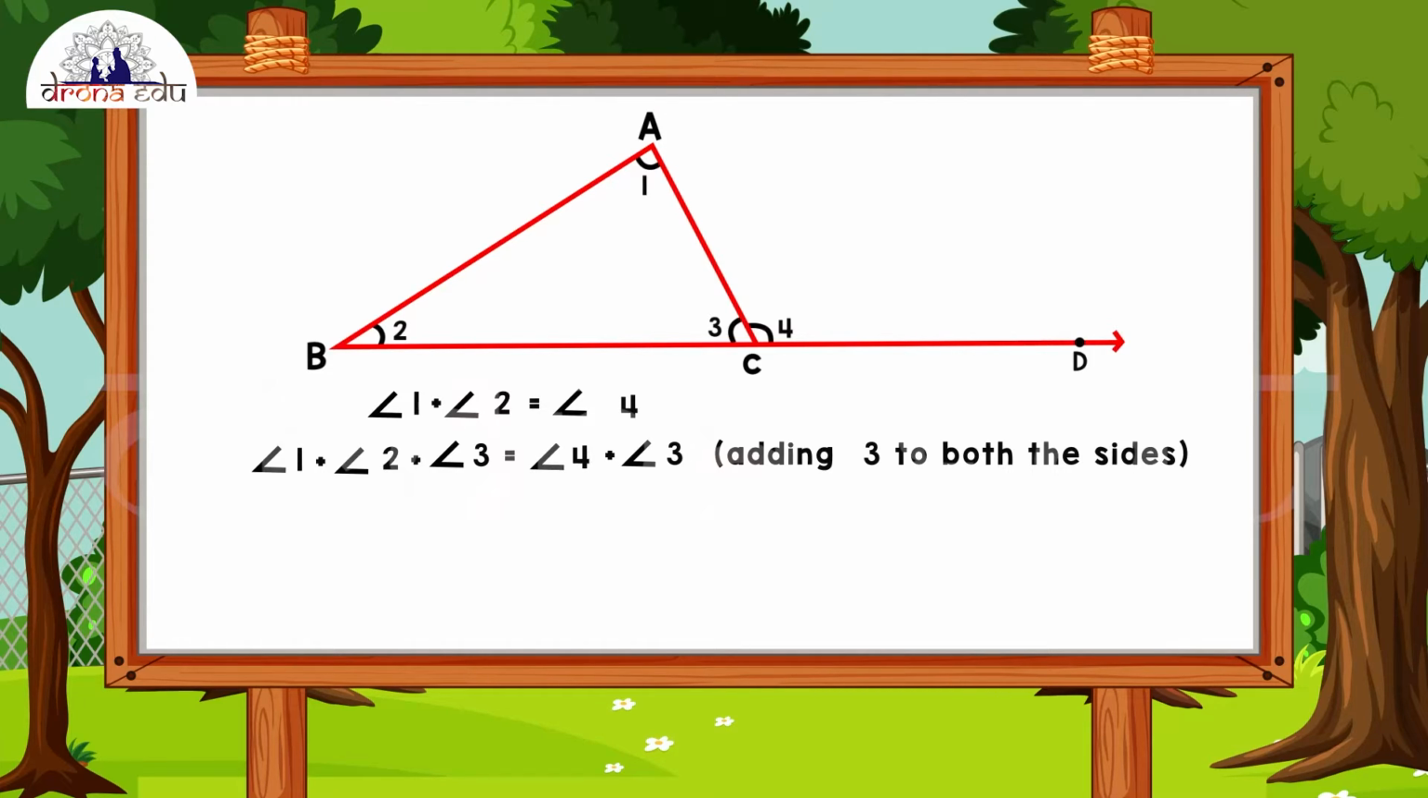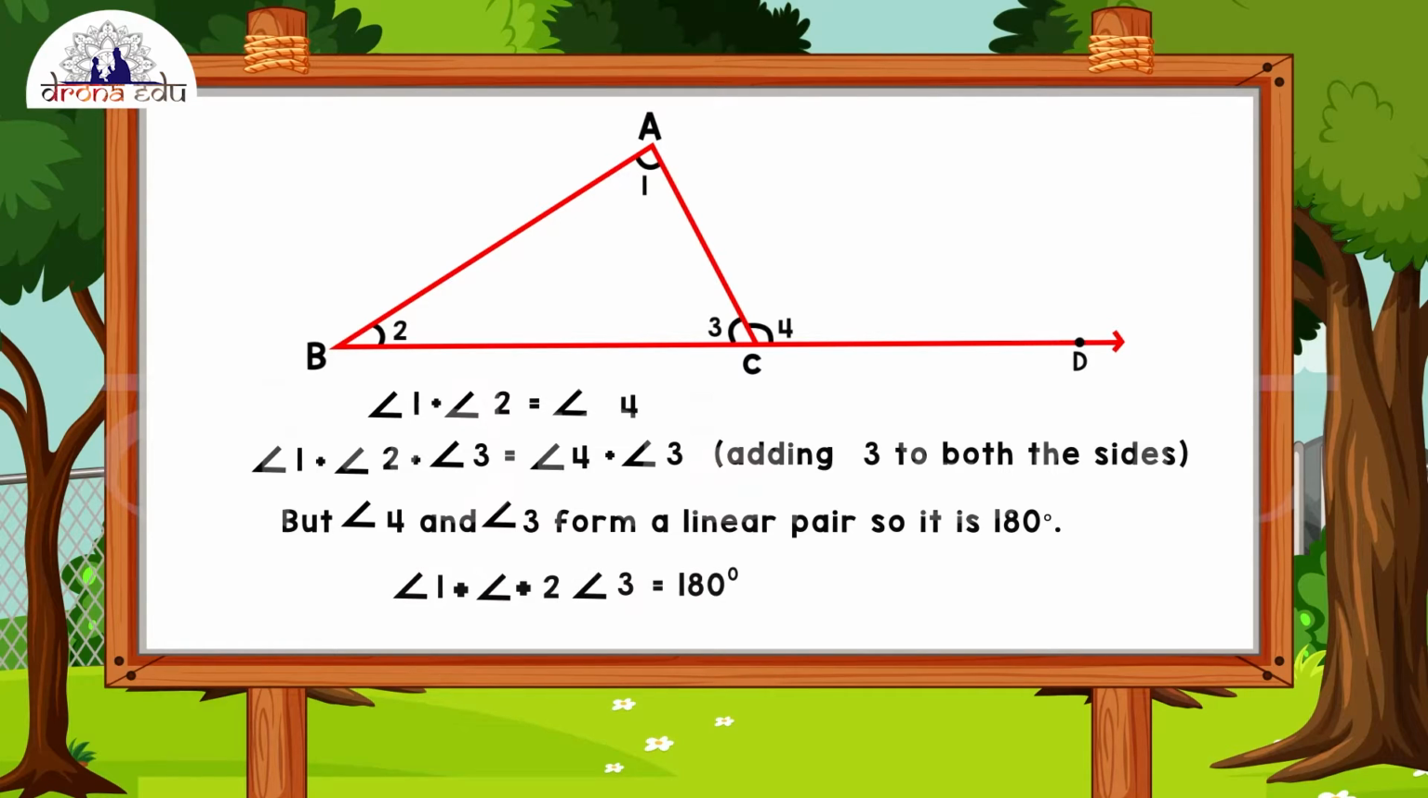Whereas this angle 4 plus angle 3, if you observe, is nothing but a linear pair. So a linear pair means it will be equal to 180 degrees, right? So just replace angle 4 plus angle 3 with 180 degrees. Therefore, I'm going to get angle 1 plus angle 2 plus angle 3 is equal to 180 degrees. That's what the statement wanted. We proved it. So let's solve one problem then.